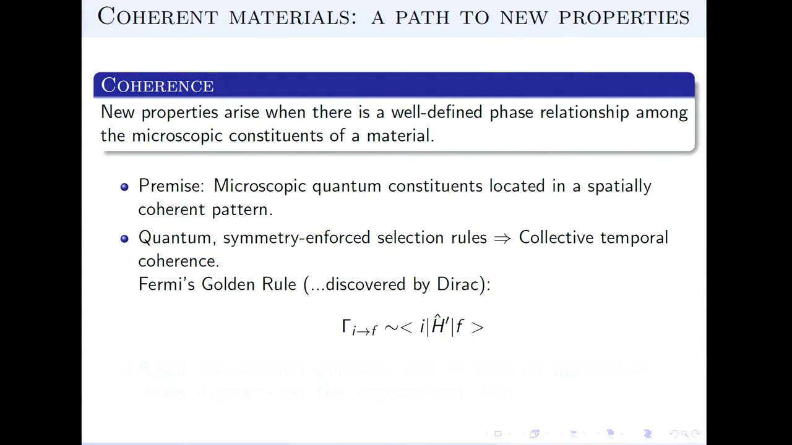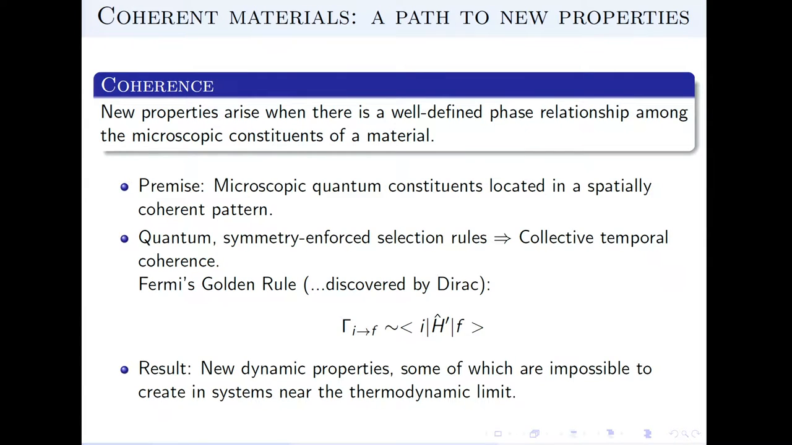In a more formal way, Fermi put this, well, Dirac actually, 20 years before Fermi, in terms of the Fermi golden rule, this is the rate of changing from the initial state to the final state, and you have here the symmetries of the initial state and the final state encoded in this scalar product, in which you also have the Hamiltonian of the perturbation, that is going to be, in my case, the electromagnetic field, which defines the whole symmetry of the problem. And the symmetry of the solution has to be the symmetry of the Hamiltonian. And the result then is that new dynamic properties, some of which are impossible to create in systems near the thermodynamic limit, are going to result.